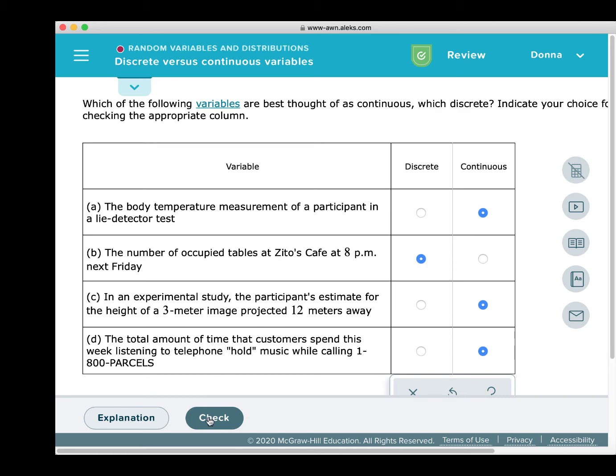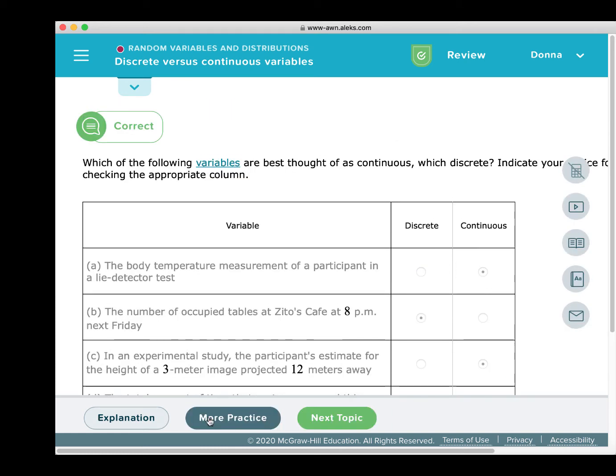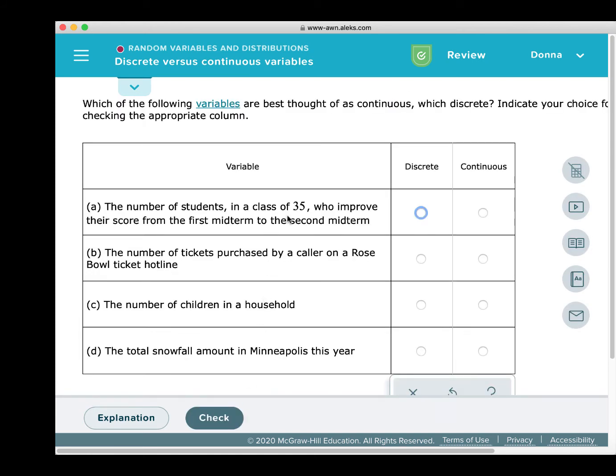So let's check our answers and do another. We did well. We got it correct. So let's do more practice. The number of students in a class of 35 who improved their score from the first midterm to the second midterm. In other words, they did a certain way on the first midterm, but now they've learned about how the teacher tests, and they want to know how many of those 35 improved. Well, since it's only from those 35 students, that's why it's considered discrete.